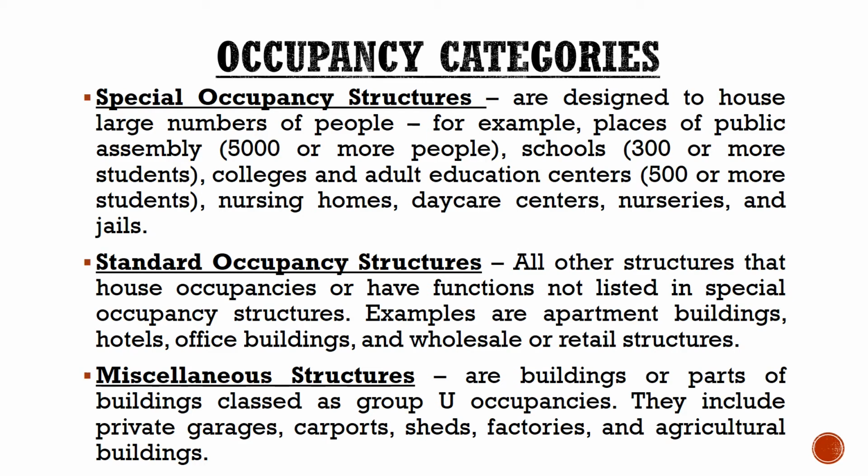And lastly is the miscellaneous structures, which are buildings or parts of buildings classified as U or Group U occupancies. They include private garage, carport, sheds, factories, and agricultural buildings. Okay? So mao siya ang occupancy categories guys.